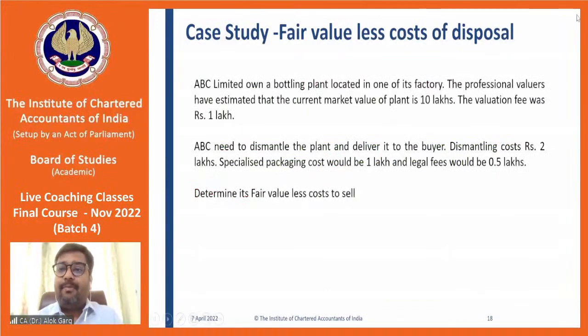Let's do this example to understand the fair value less cost to sell concept. ABC Limited owns a bottling plant located in one of its factories. Like in the case of liquor companies or mineral water companies, these kinds of bottling plants are there, right? The professional valuers have estimated that the current market value of the plant is 10 lakh rupees.